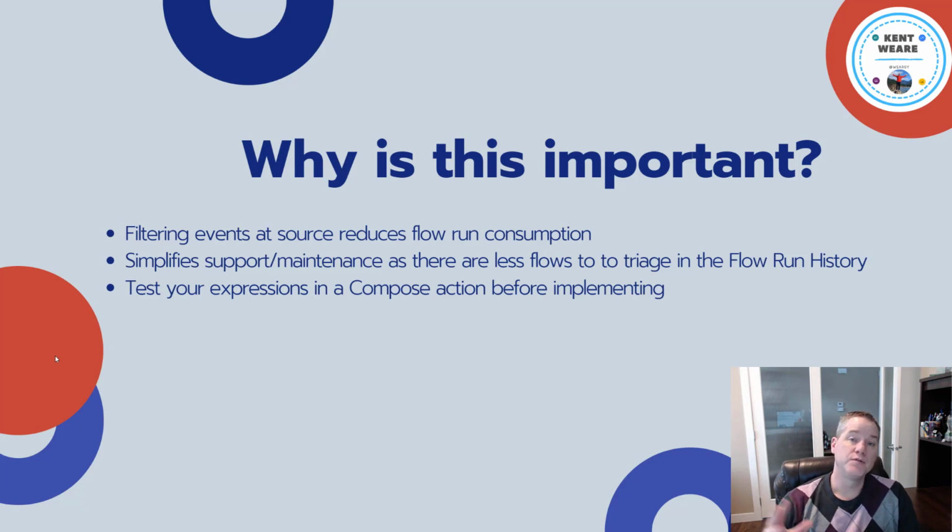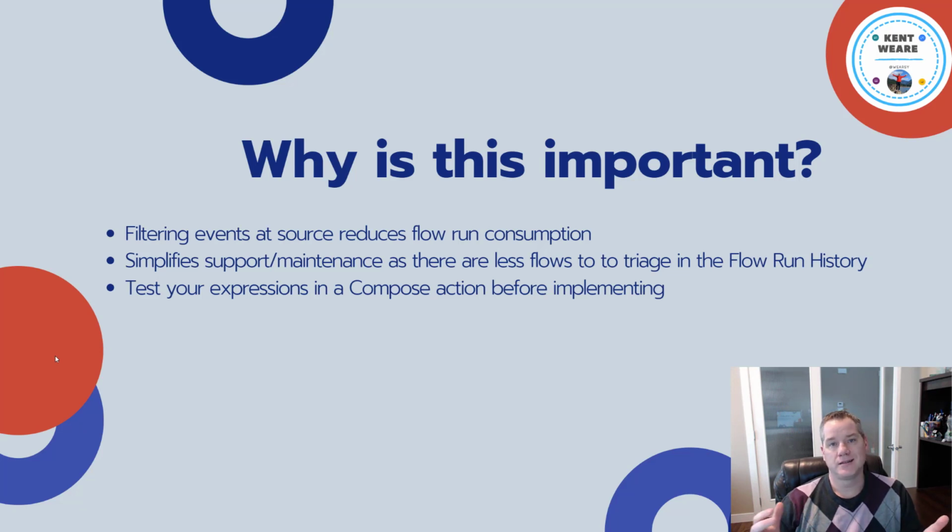Because the alternative, if you don't do this, and I'm sure you've probably done this in the past, especially before this feature was released, was that you probably had a condition in the middle of your flow that said, if value equals X, then go do these things. Otherwise, just exit the flow. And what we can do is use filter expressions up front to not even pick up that event, and as a result, not even use another flow run.